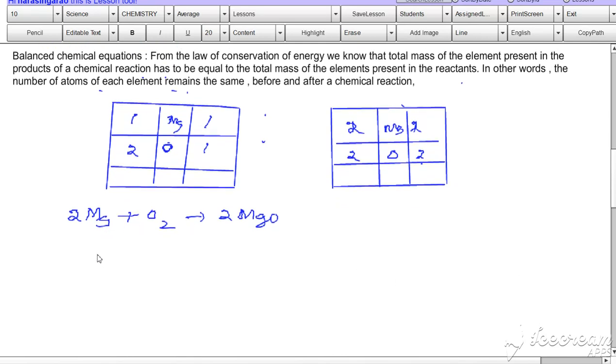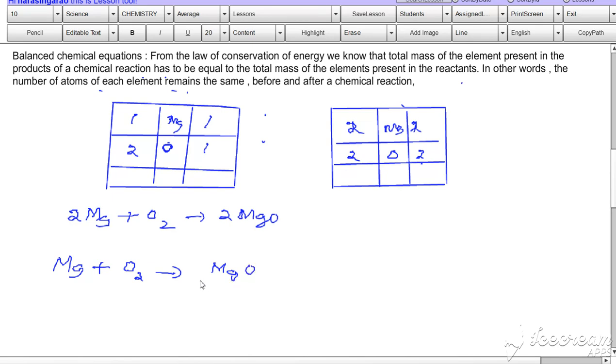Look, you have written before Mg plus O2. You have to remember that the standard existence of oxygen in its ordinary state is always diatomic, O2. So you have to write O2. Then it will be written MgO.